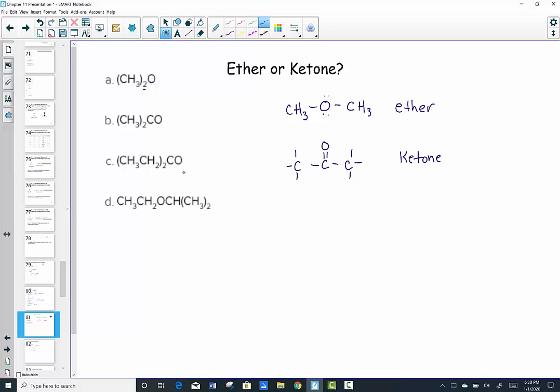Letter C, I again recognize a CO, so that means that there's the C double bond O. And on either side, I have a CH2, CH3. Since they're the same group, we've written that in a condensed form. CH3, CH2 taken twice, CO, represents a functional group of a ketone.